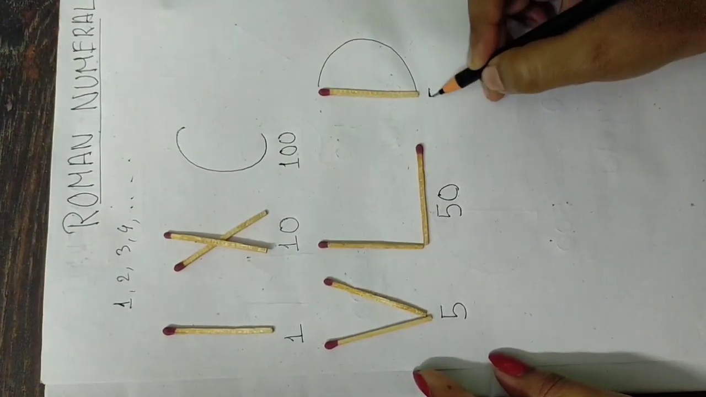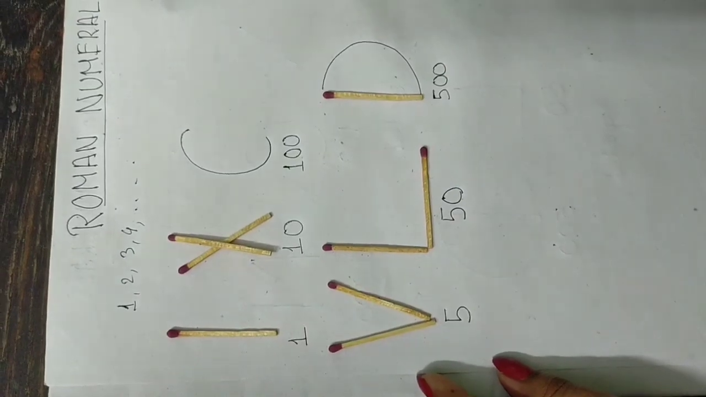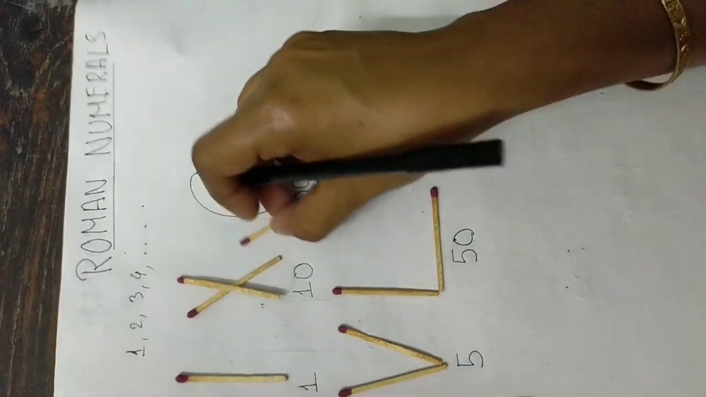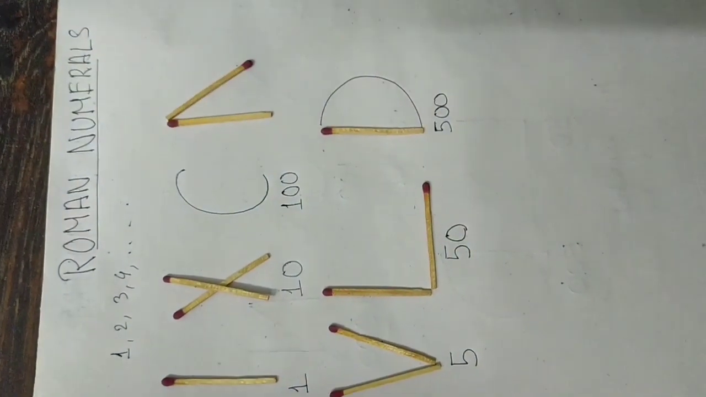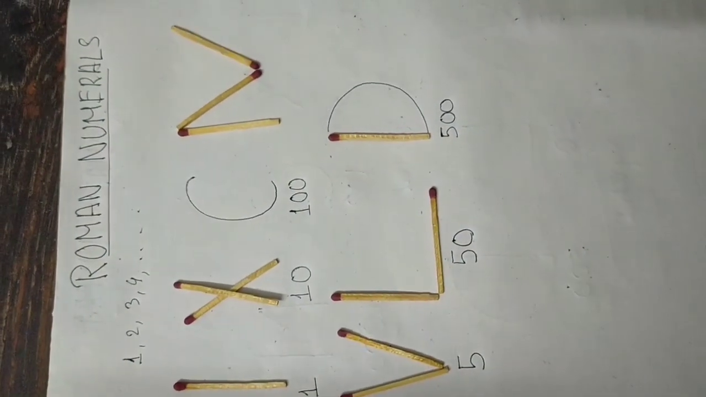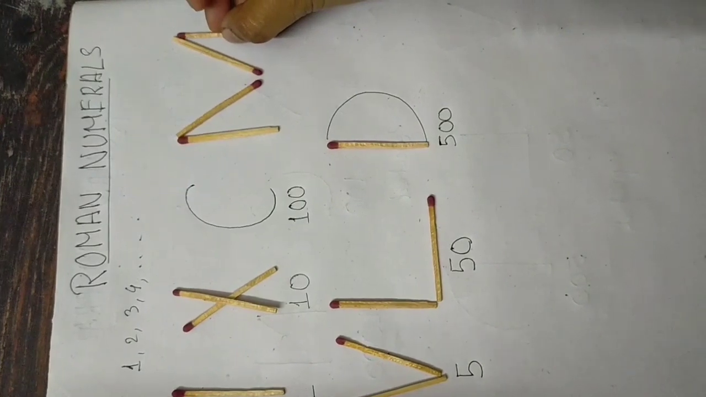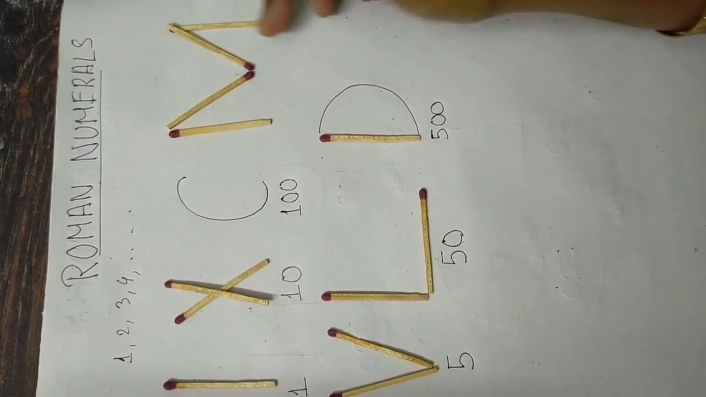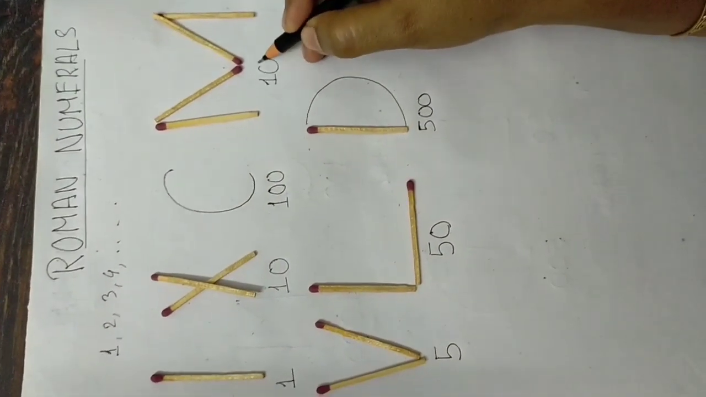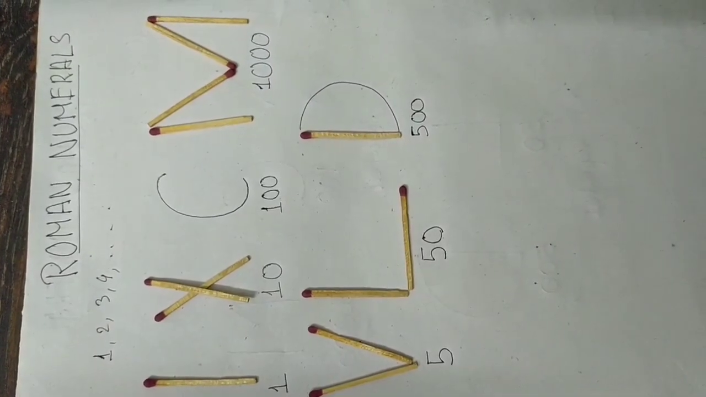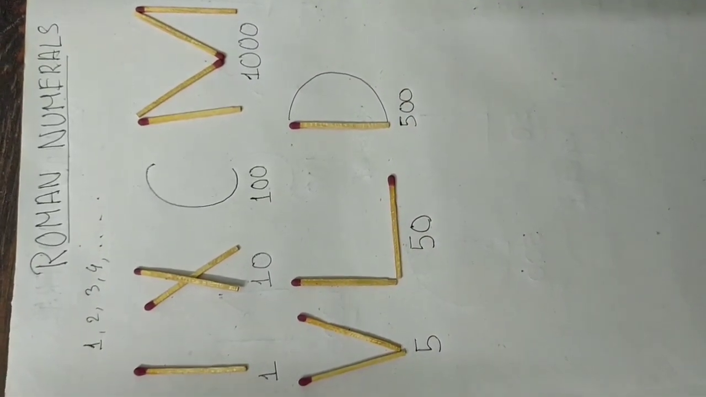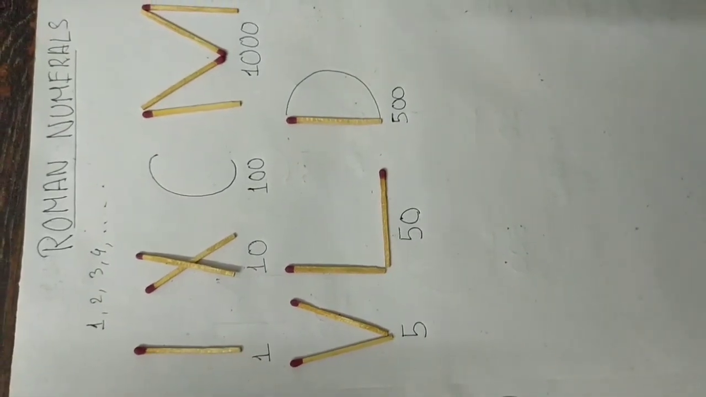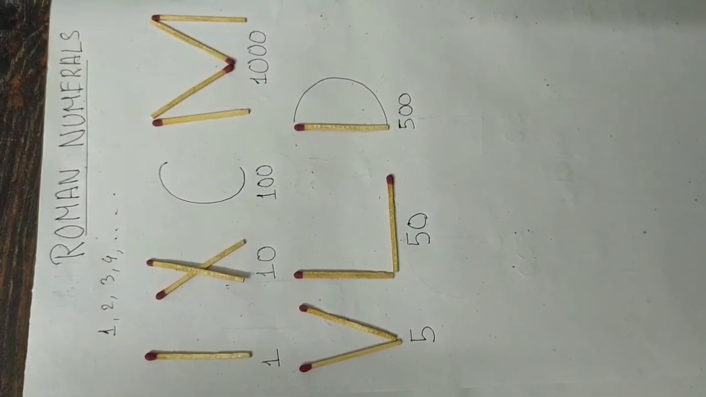symbolized 500, and M, which means millennium, was used to write or symbolize 1000. These are the basic symbols that the Romans used to write all the other numbers.